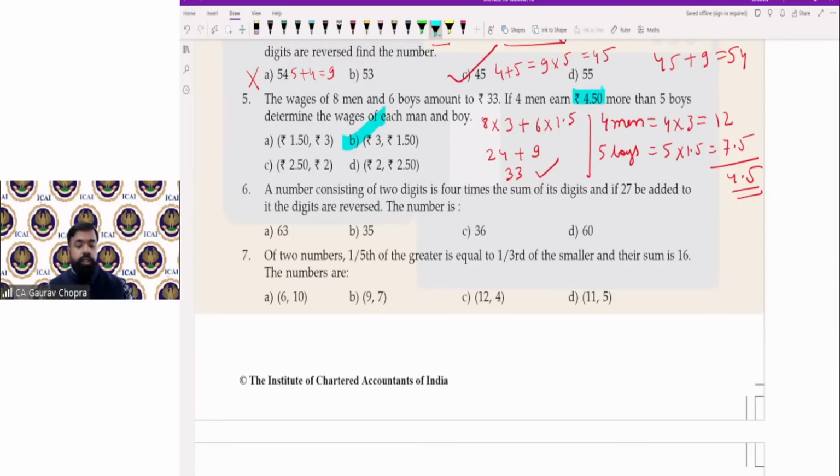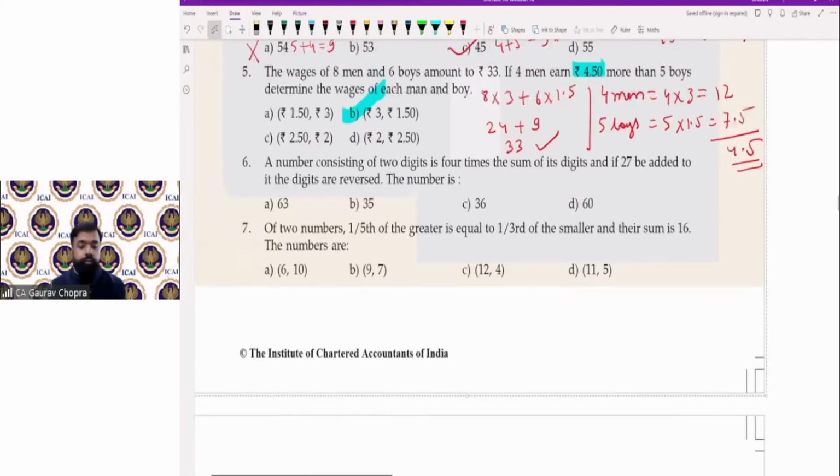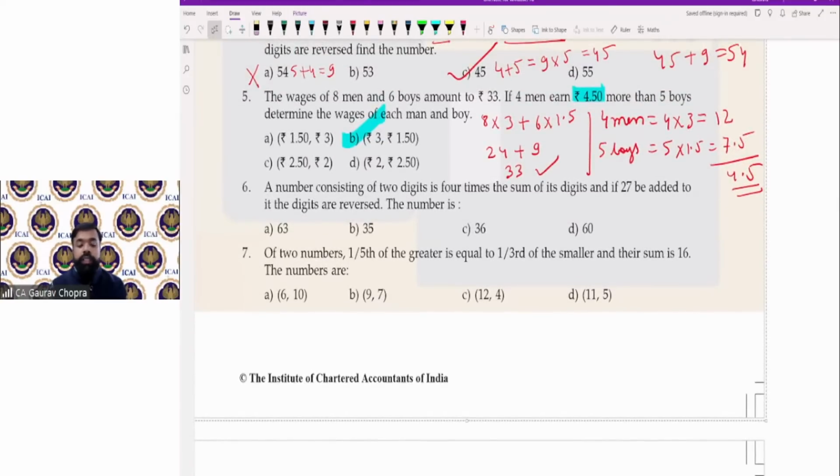So we have done the revision of 5 questions as well. Now the 6th one. A number consisting of 2 digits is 4 times the sum of its digits.